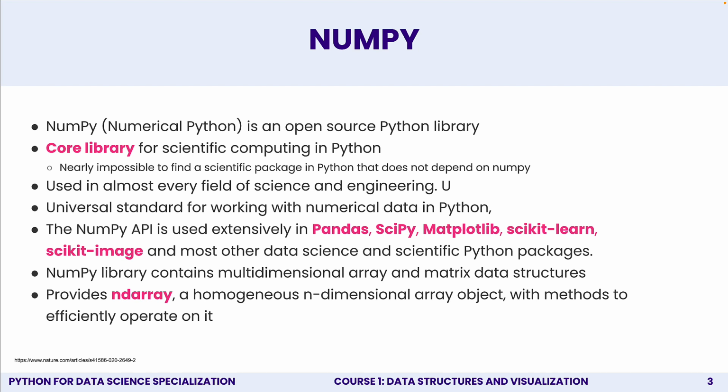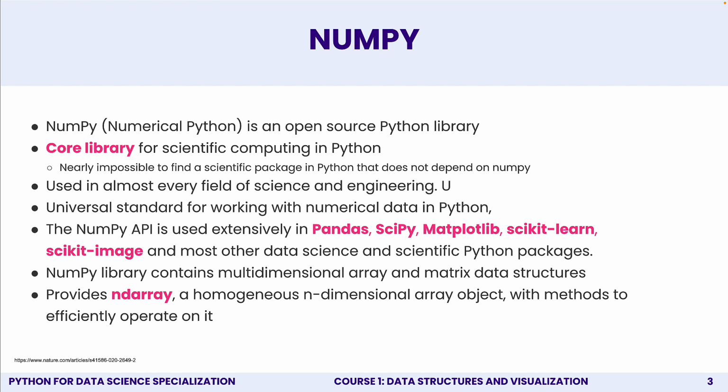It's an open source library which represents the core library for scientific computing in Python, and it's used in almost every data science and engineering discipline. It represents a universal standard for working with numerical data in Python, and several libraries are built on top of Numpy, even pandas. SciPy is for scientific computing, Matplotlib is for visualization, and Scikit-learn is for machine learning. All of them are built on top of Numpy arrays.